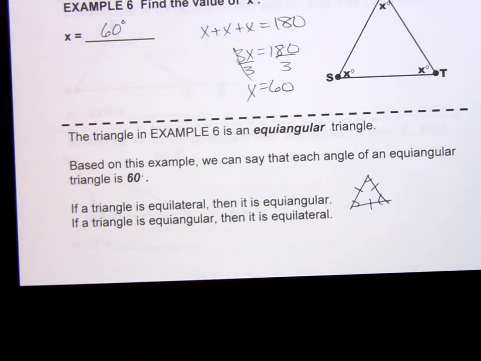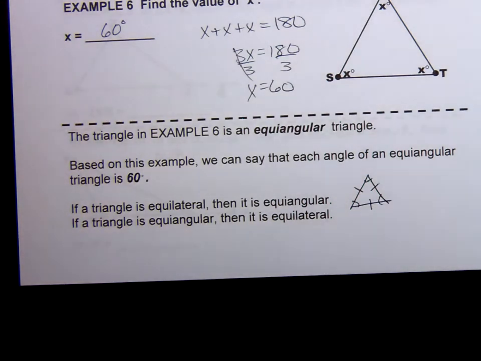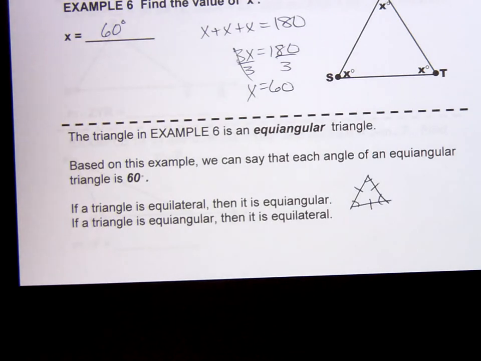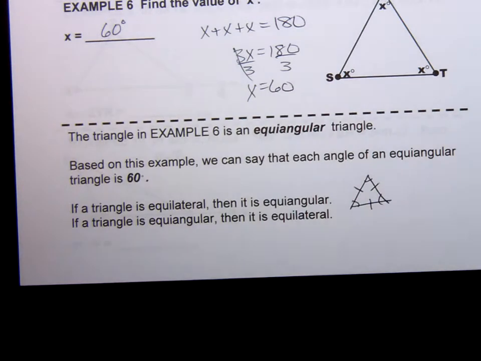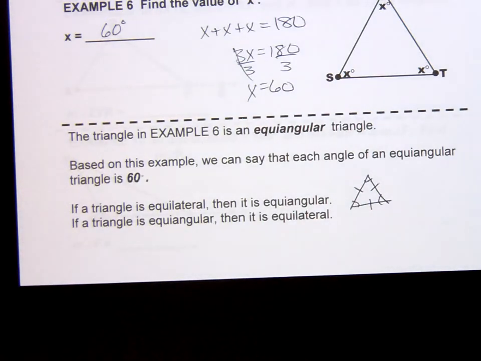So in a scalene triangle, all the angles are going to be different because all the sides are different. In an isosceles triangle, you have 2 sides congruent, so you're going to have 2 angles congruent. In an equilateral triangle, you're going to have all 3 angles congruent because all 3 sides are congruent.